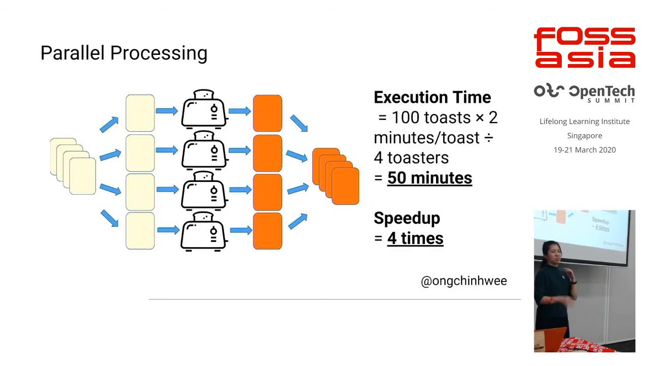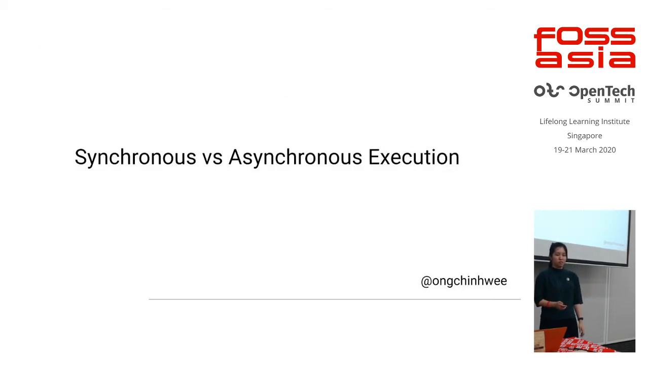So in terms of the execution time, you see 100 toasts, 2 minutes each. But now I divide across 4 toasters. So instead of taking very, very long, now I process 100 toasts in 50 minutes only. So it's relatively more efficient.